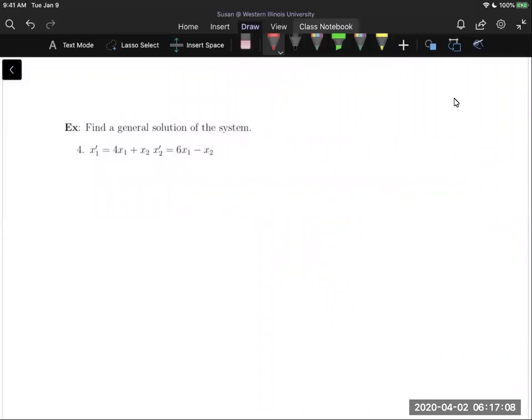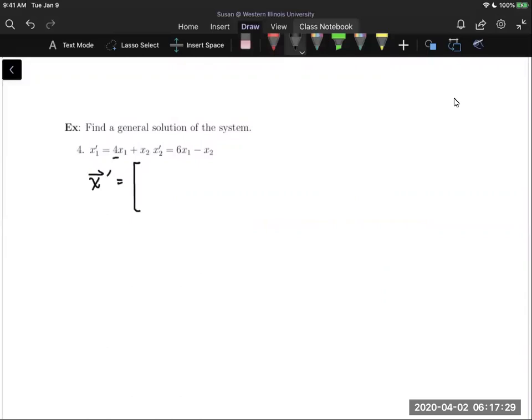All right, we have another system of 2 equations and 2 unknowns. So what I like to do first is just write my system out in that matrix notation. So I'm just going to let x prime be the vector x1 prime, x2 prime. And let me write out my coefficient matrix.